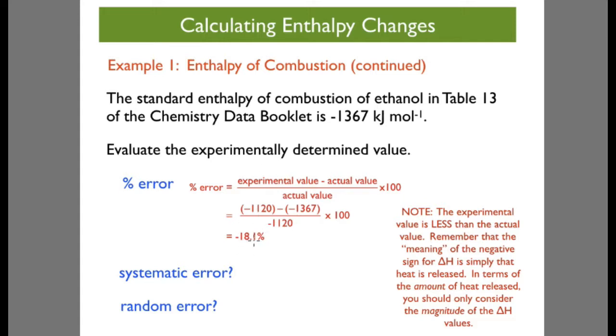Right, this error, do you think it's going to be random or systematic? That's right. It's almost certainly going to be systematic because we are losing heat to the surroundings. You can't do an ideal experiment in reality, and heat will be lost into the thermometer, into the surroundings, etc. You might get a little bit of random error as well, but it'll be inconsequential compared to the systematic error, most probably.